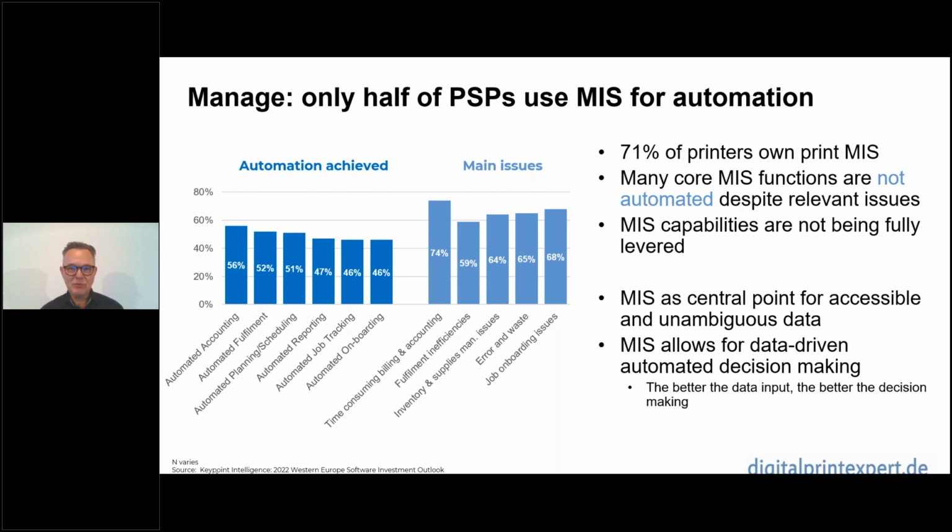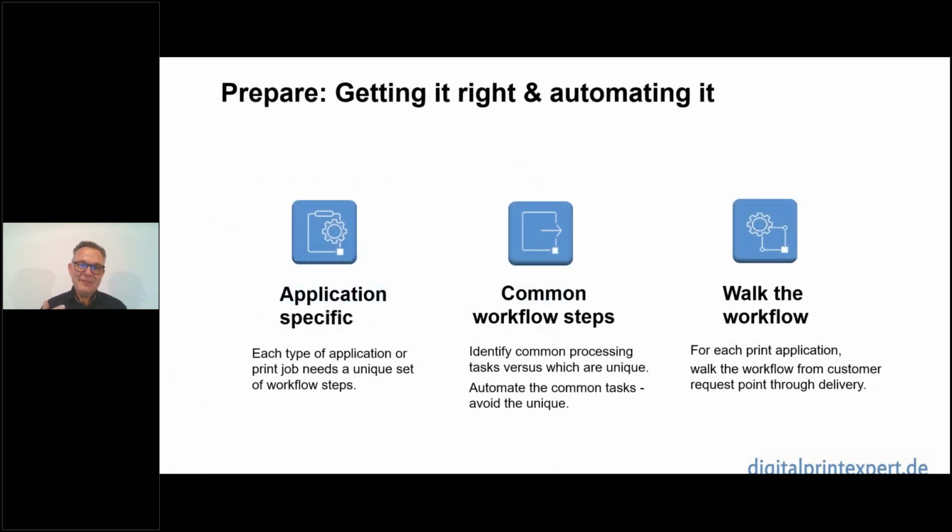Because the MIS is an ideal place to have all the data accessible, it is also the basis for the automated decision making for the workflow. So on the next slide, you're seeing that there is not a single workflow in a company. There are multiple workflows depending on the print application, the run length, the type of customer maybe, and lots of other factors. So there needs to be an informed decision on which route to take. Is it printed digitally? Is it printed offset?